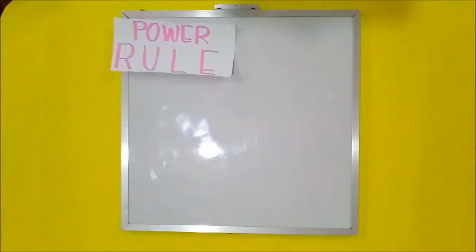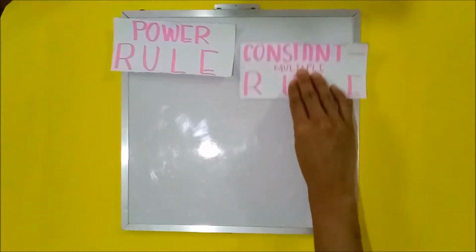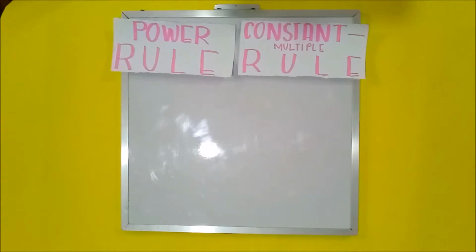Next, we have the power rule and the constant multiple rule. We use the power rule if f of x is equal to x raised to n, where n is an element of the natural numbers, then f prime of x is equal to n x raised to n minus 1. And the constant multiple rule: if f of x is equal to k h of x, where k is a constant, then f prime of x is equal to k h prime of x.